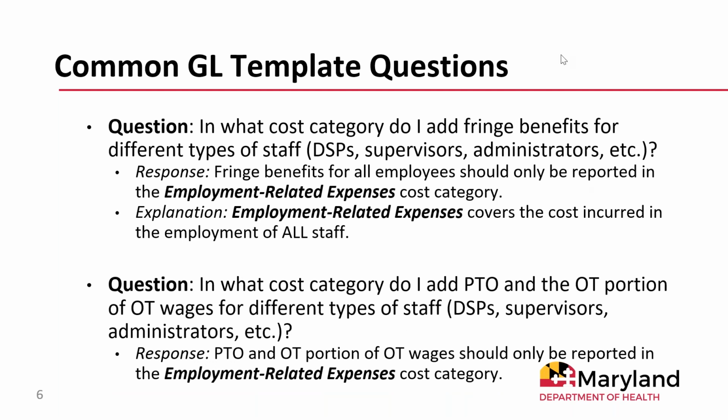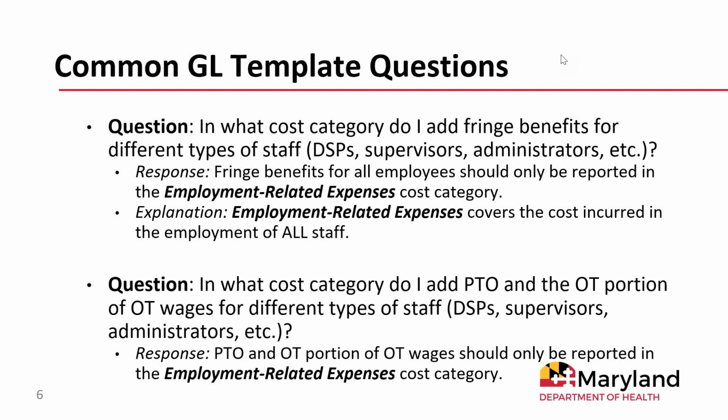So the first common question we had was about the cost category for adding fringe benefits for the different types of staff. So this would be for your DSPs, your supervisors, your administrators, and other staff for your organization. And so we wanted to clarify that fringe benefits for all employees should be reported in the employment-related expenses cost category. So this covers the costs incurred in the employment of all of your staff.